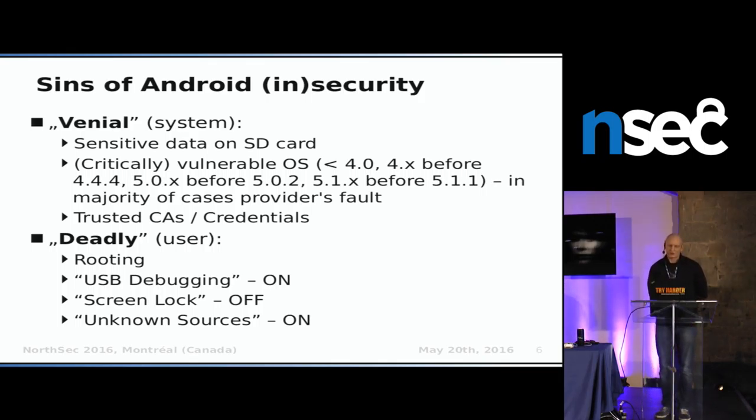So in venial or system problems, we have sensitive data on SD cards. Everybody does it. Also, we have the vulnerable OS, which in the majority of cases is the provider's fault. It's a problem for providers to support all those older versions of Android. Also, they like you to buy new phones and tablets, so they passively force you to change your current device. Also, the third one, trusted CA credentials. I picked it by accident, and I think it's one of the greatest conspiracies. I will pinpoint here why.